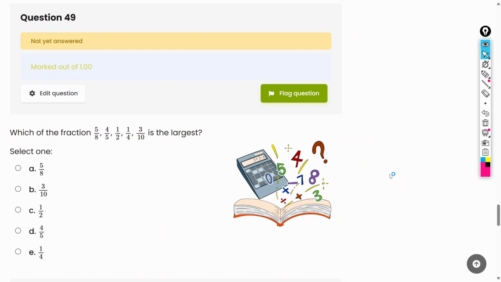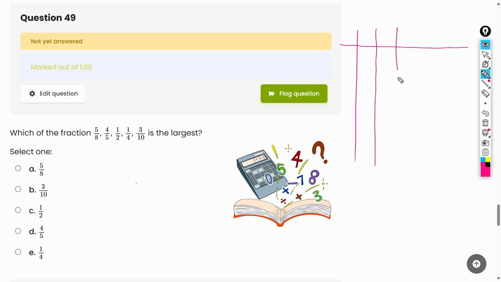Which of these is the largest? So for this, we cannot tell by just looking at them. But the easiest way to compare them is by giving them a common denominator. So to give them a common denominator, we find the lowest common multiple. So we find the LCM of 8, 5, 2, 4, and 10.